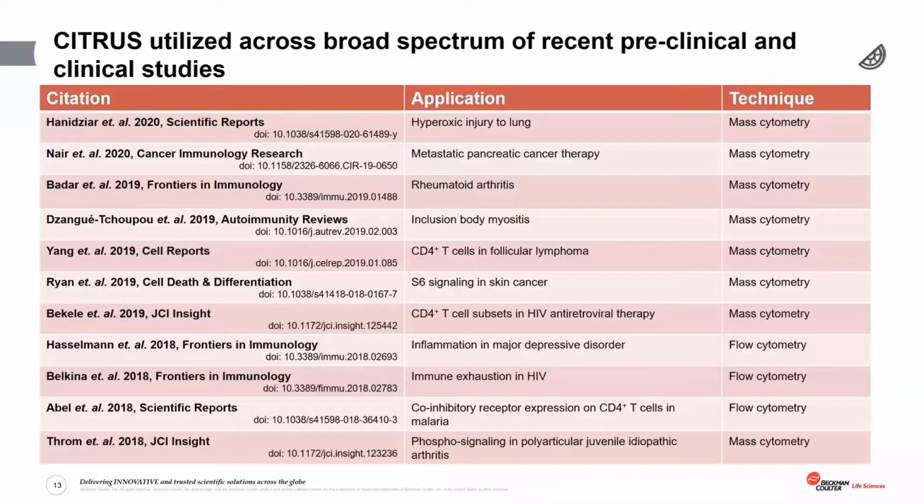Citrus is currently very popular and widely published across many different fields with both mass and fluorescent cytometry data. Just a handful of recent publications utilizing Citrus are shown here in studies of trauma, cancer, autoimmunity, cell signaling mechanisms, and infectious disease.